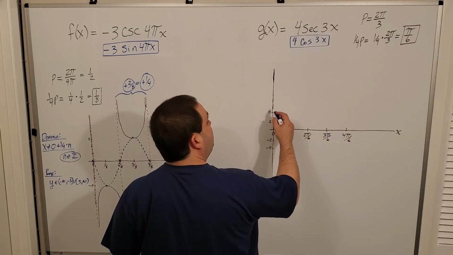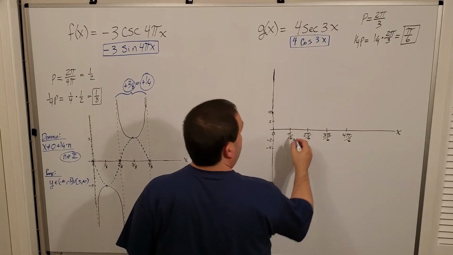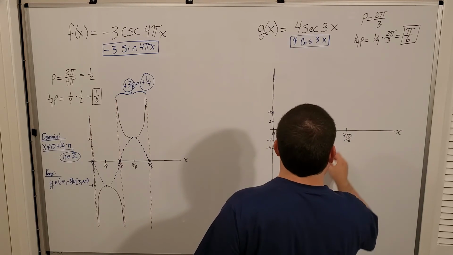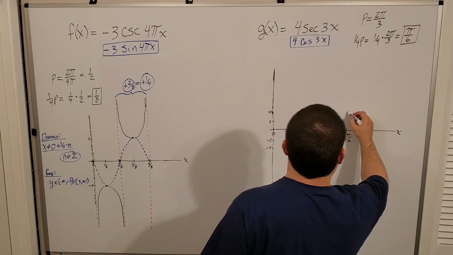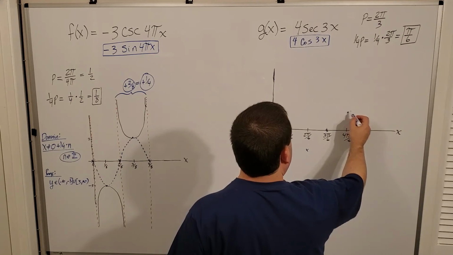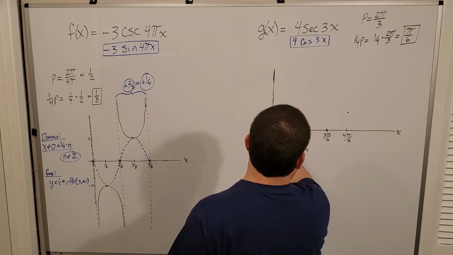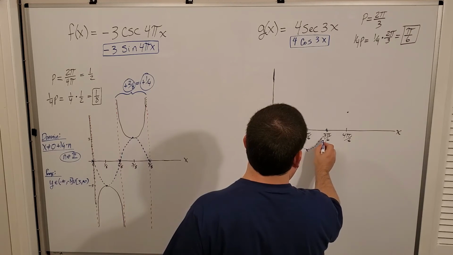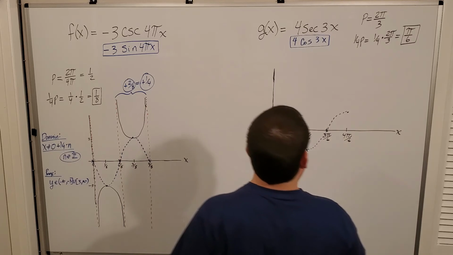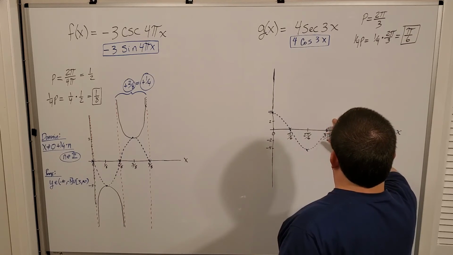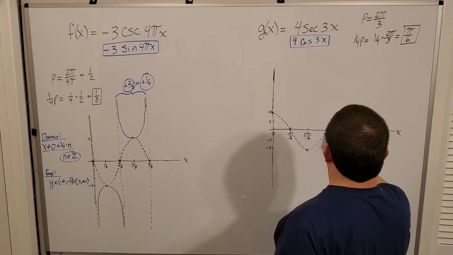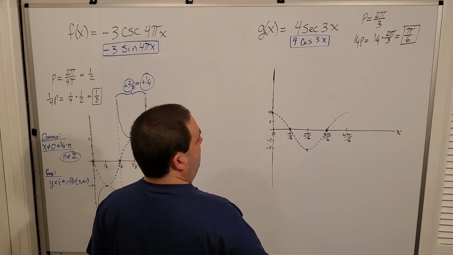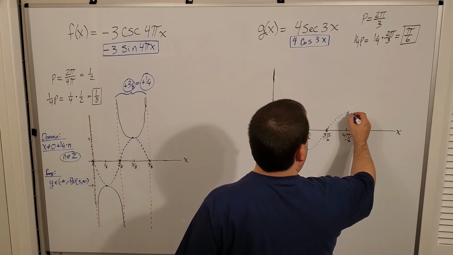Remember, a cosine starts at a peak, then goes through the center, then bottoms out, then through the center, then back to the top peak again. So my cosine, whoops, a little bit weird right there. Okay, so there's the cosine shape that's going to help me draw this.